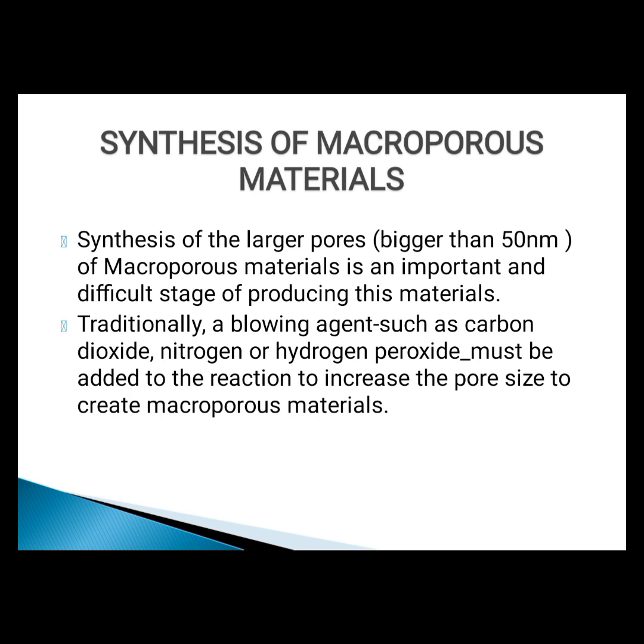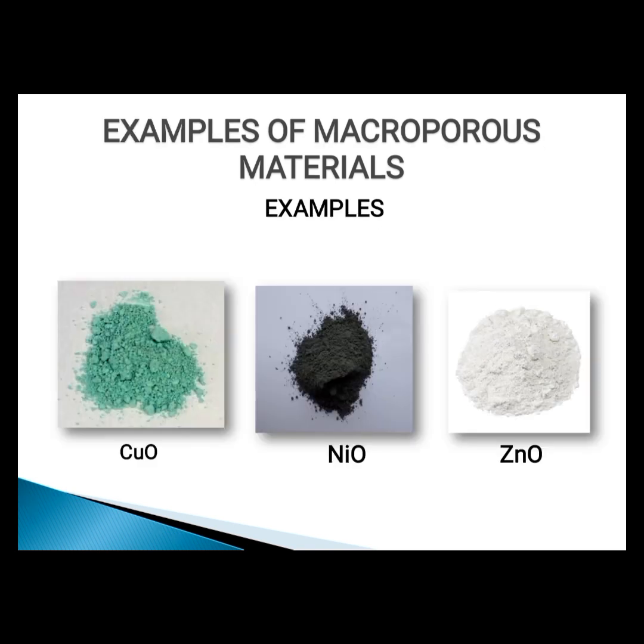Synthesis of macroporous materials. Synthesis of larger pores bigger than 50 nanometer of macroporous materials is an important and difficult stage of producing these materials. Traditionally, blowing agents such as carbon dioxide, nitrogen, or hydrogen peroxide must be added to the reaction to increase the pore size to create macroporous materials. Examples of macroporous materials: cupric oxide, nitric oxide, and zinc oxide.